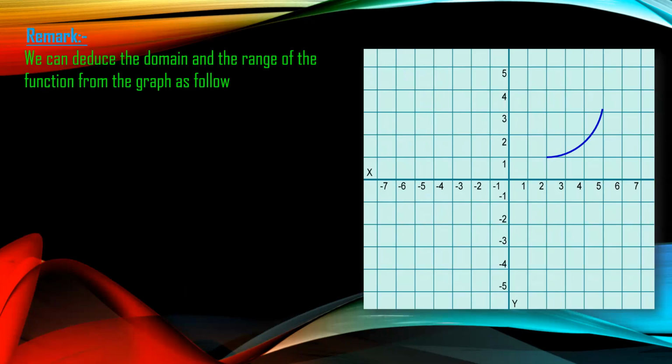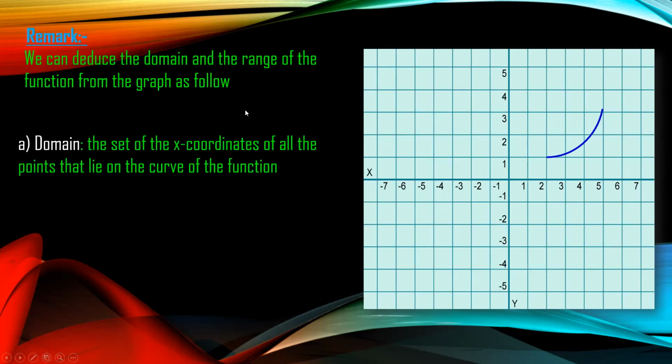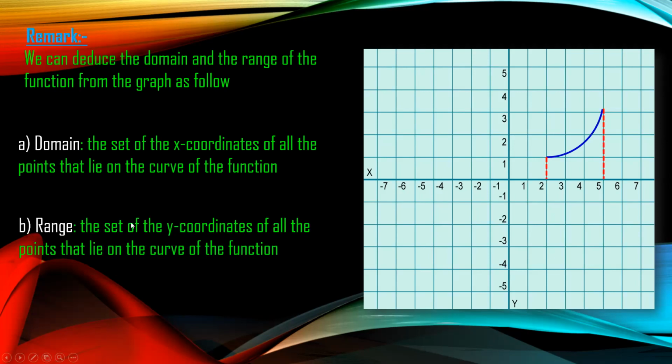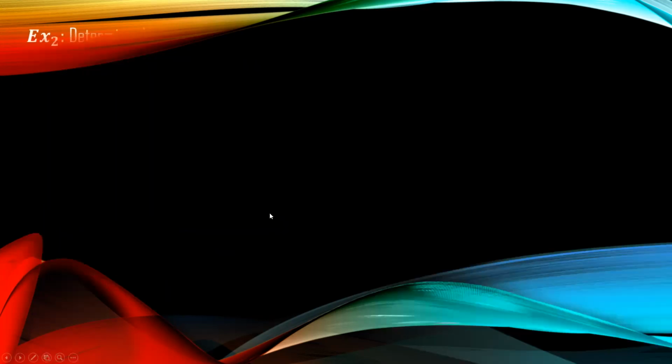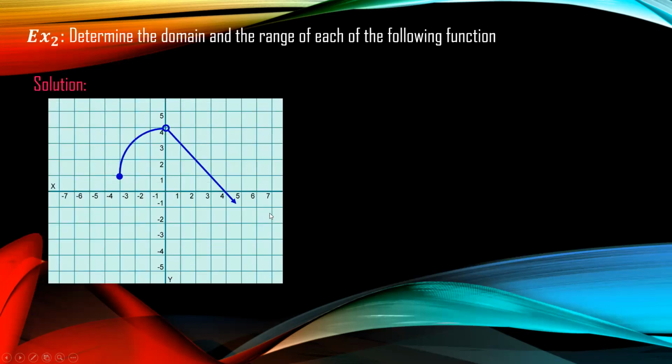You can deduce the domain and the range of the function from the graph as shown. The domain is the set of x coordinates of all the points that lie on the curve of the function, while the range is the set of y coordinates of all the points that lie on the curve of the function. So, example number 2: determine the domain and the range of each of the following functions.